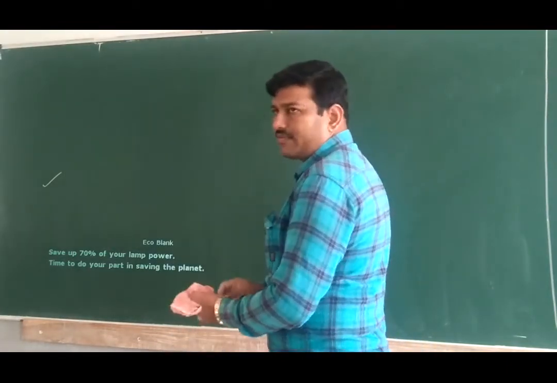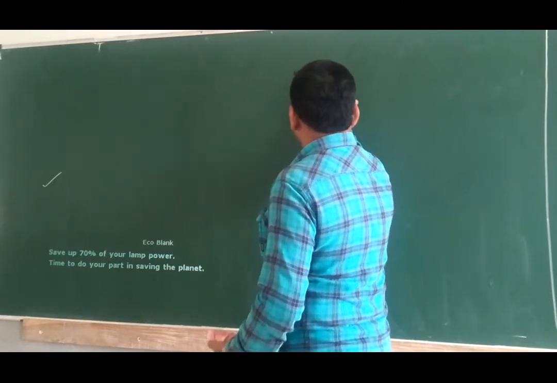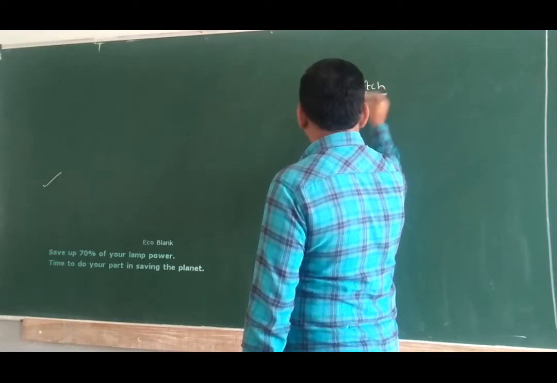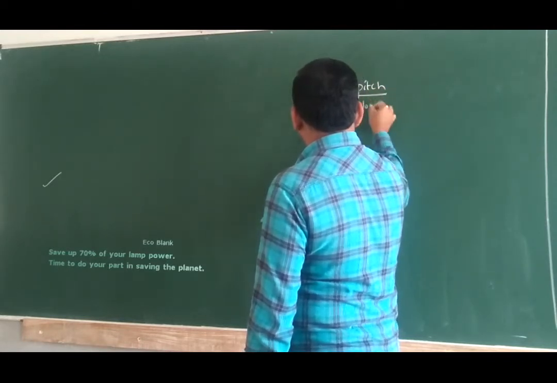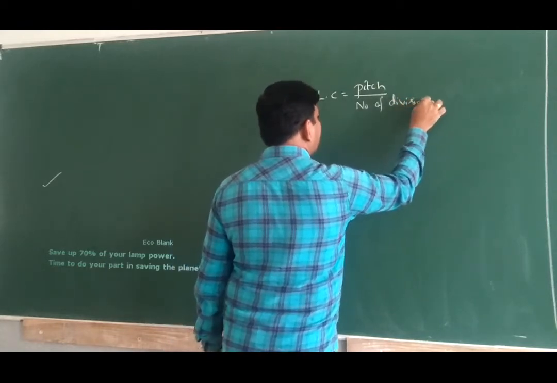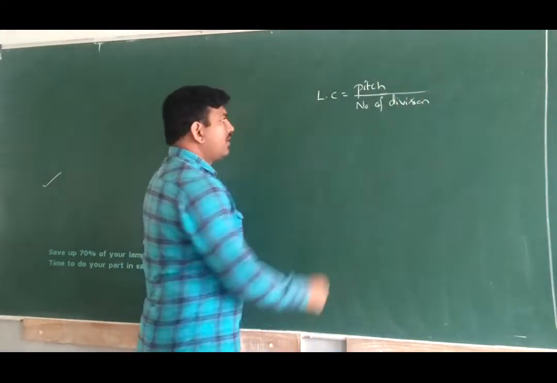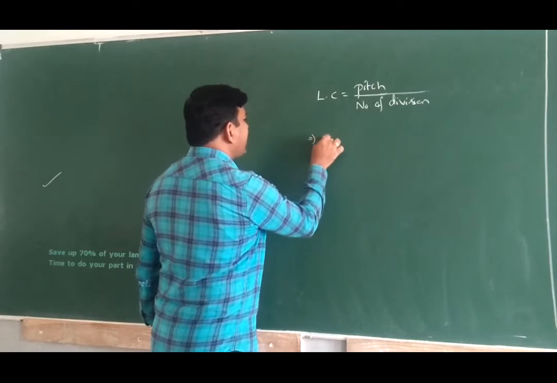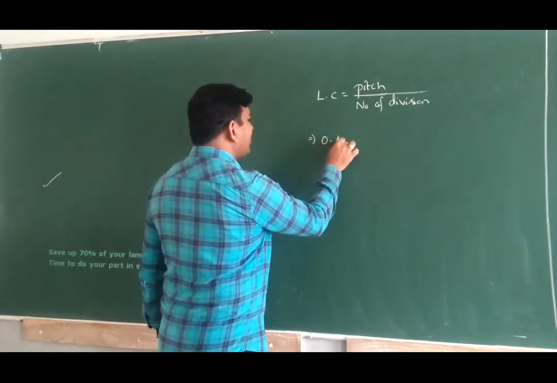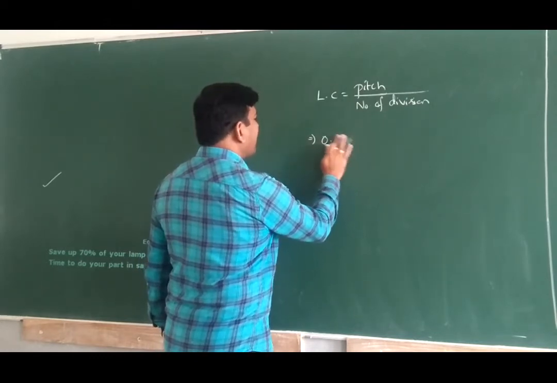What is the general definition of least count? Least count is equal to the pitch of the screw divided by the number of divisions on the vernier scale, or circular scale you can say. Least count, how much is given? They have given 0.01 millimeter.